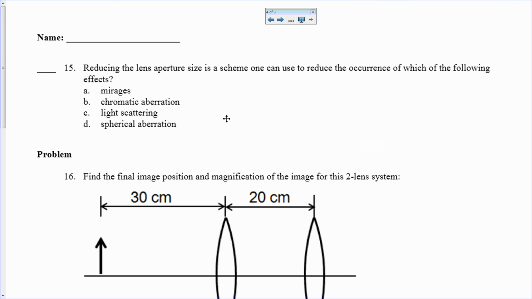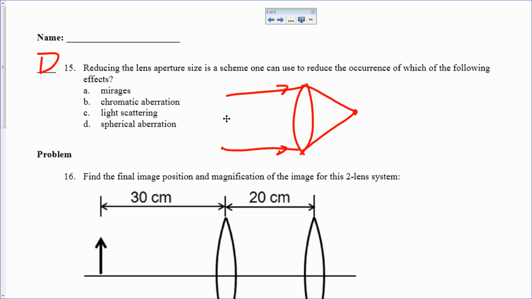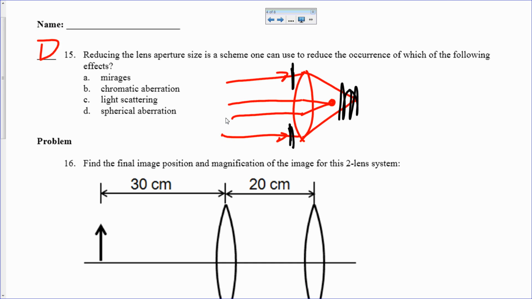Reducing the lens aperture size is a scheme one can use to reduce the occurrence of which of the following effects. That would be spherical aberration. You have rays that come in here. They focus at a particular point. And then you have rays that come in the center of the lens, and they focus at a particular point. But if you mask out a portion of the lens, it gets rid of this part of the image and reduces that effect, that aberration.